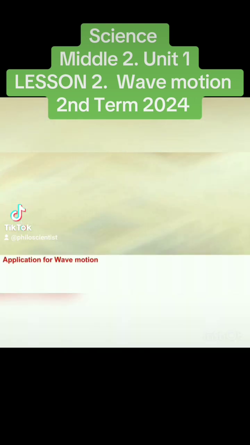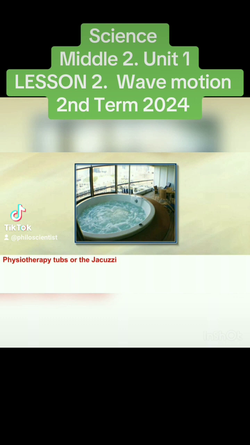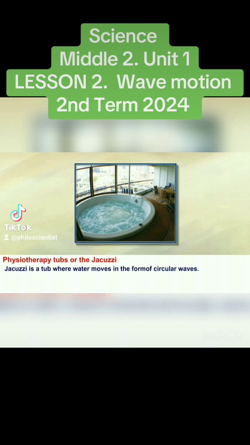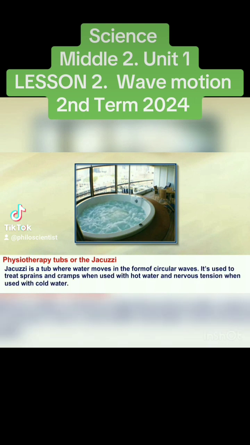Applications for wave motion. Physiotherapy tubs or the jacuzzi. Jacuzzi is a tub where water moves in the form of circular waves. It's used to treat sprains and cramps when used with hot water, and nervous tension when used with cold water.